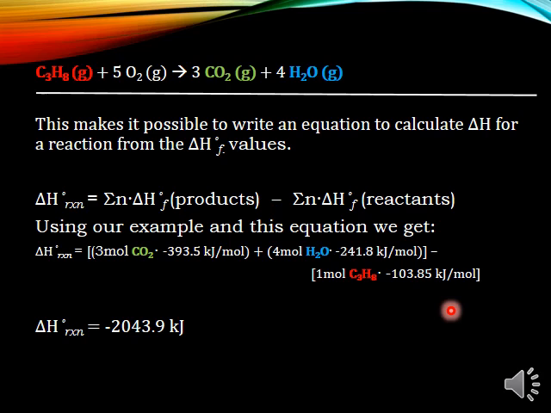I want you to go ahead and try this in your calculator and check your work and make sure you understand how to calculate this. You should get negative 2,043.9 kilojoules for your answer. When we deal with sig figs, just as a reminder, we are adding and subtracting here, so we want to round to the lowest number of decimal places. We can see that 2 of our enthalpies have 1 decimal place and the other one has 2 decimal places, so we're going to round to 1 single decimal place.